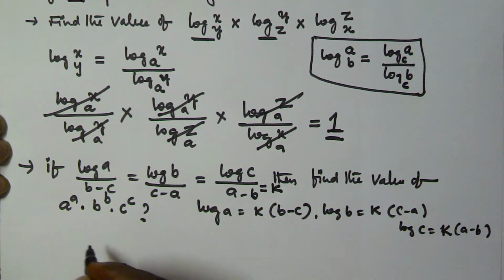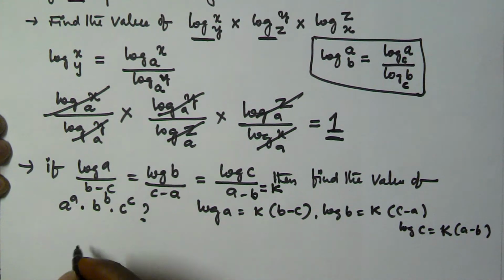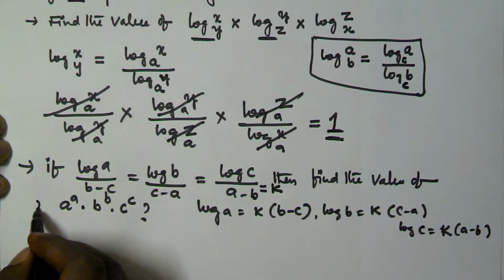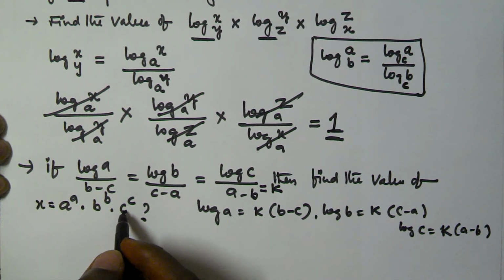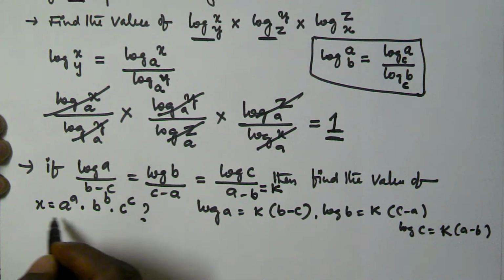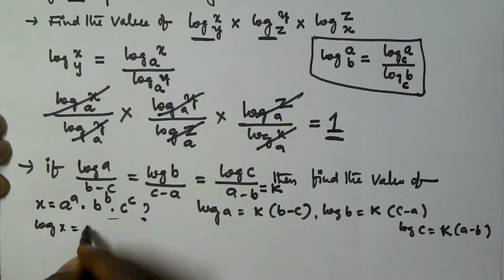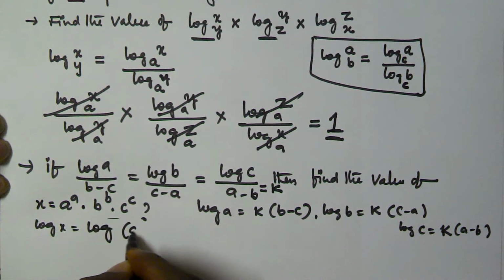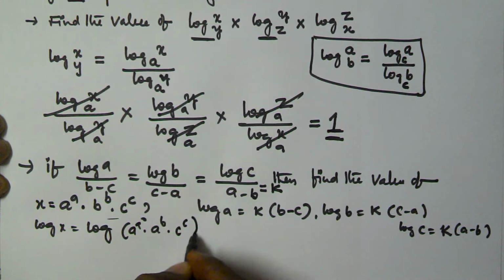So now we have to find the value of a to the power of a, b to the power of b and c to the power of c. So let us assume x is equal to a to the power of a, b to the power of b and c to the power of c. So now apply log on both sides. Then log x is equal to log of a to the power of a into b to the power of b into c to the power of c.